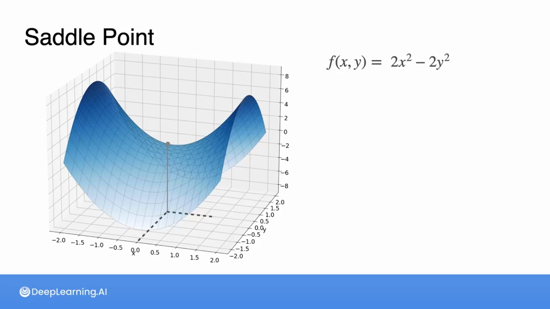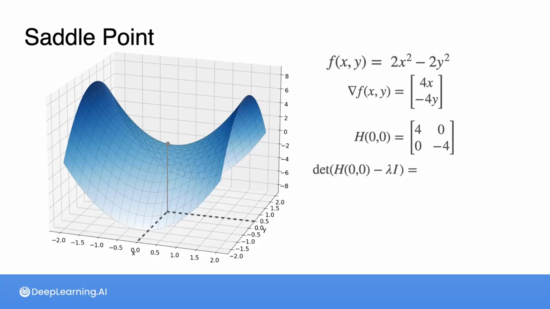And now let's take a look at the Hessian. This over here is the gradient, 4x, minus 4y, and the Hessian at (0, 0) is this matrix over here, 4, 0, 0, minus 4. What are the eigenvalues here? If we solve for the determinant of H minus lambda I equals 0, we get that the eigenvalues are minus 4 and 4. So in this matrix, not all the eigenvalues are positive and not all the eigenvalues are negative. Therefore, it's neither positive definite nor negative definite, and so we cannot conclude anything.